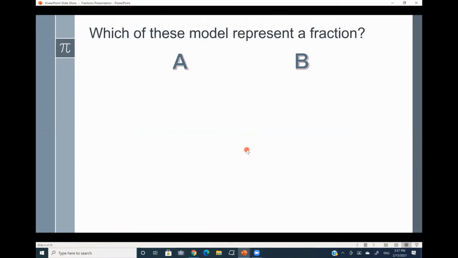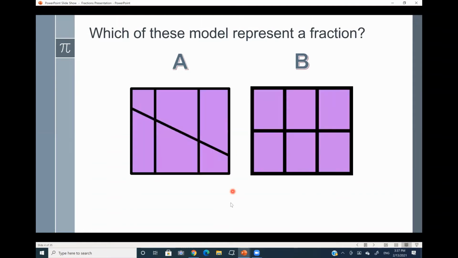Let's look at the next model. Which of these models represent a fraction? In this case, model B represents a fraction because all the pieces have the same size, the same shape. But in model A, even though it has the same amount of pieces, which is 6, some of them are small and some of them are bigger. So model B represents the fraction.